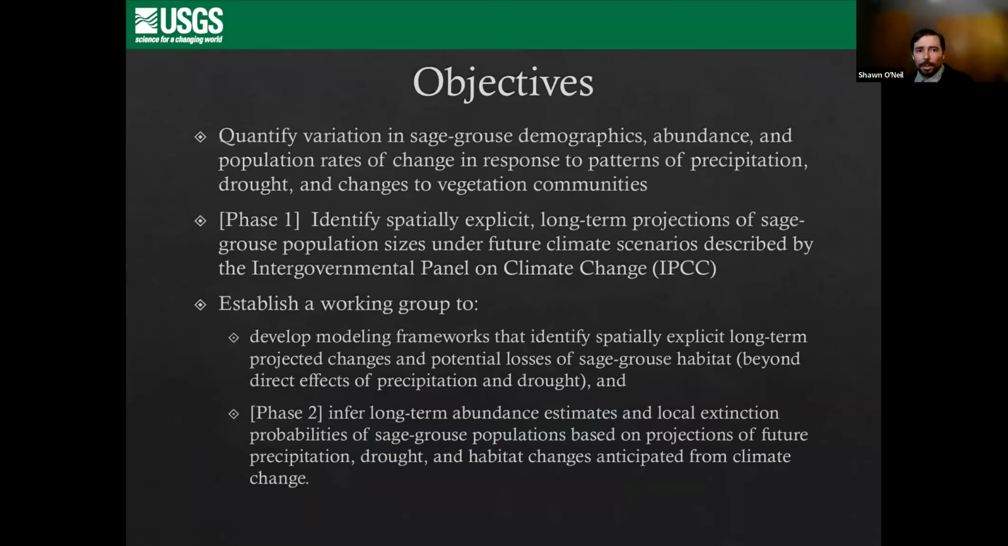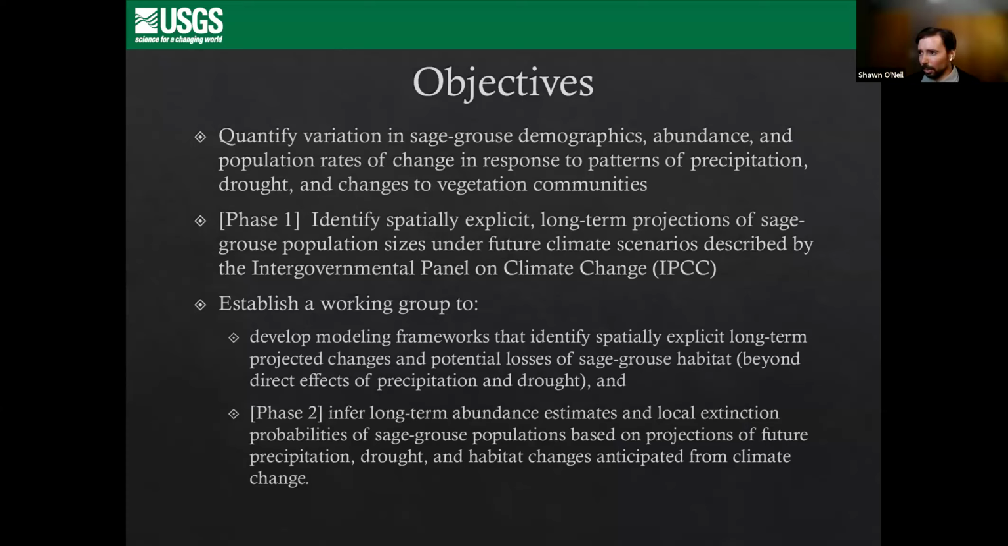So first, this project's objectives are listed here. First, we've been looking at variation in sage-grouse demographics, abundance, and population rates of change in response to patterns of precipitation, drought, and changes to vegetation communities. And the majority of that work was specific to the Great Basin, and is currently in review.